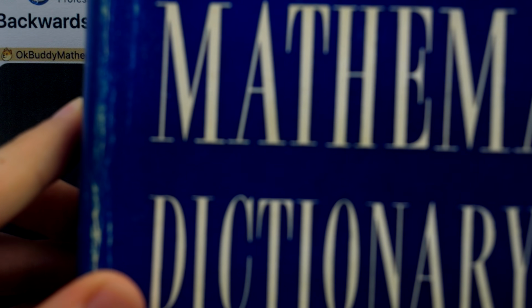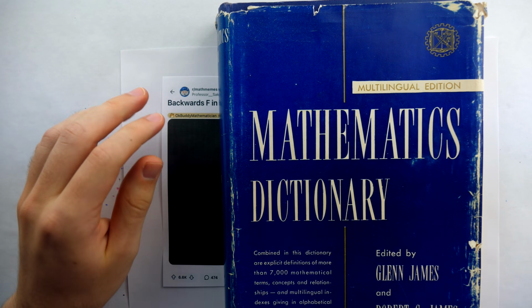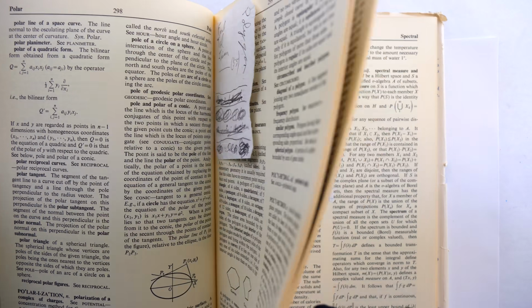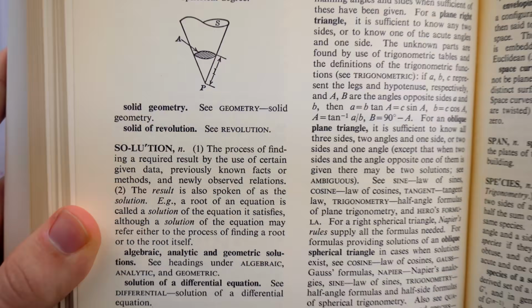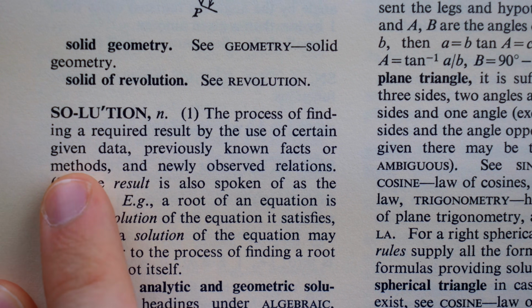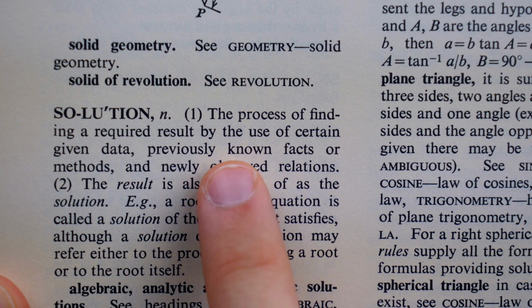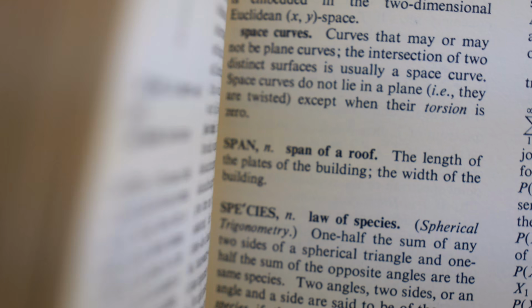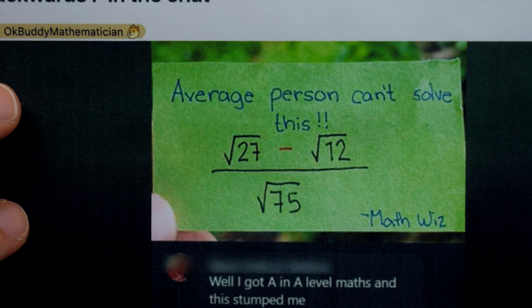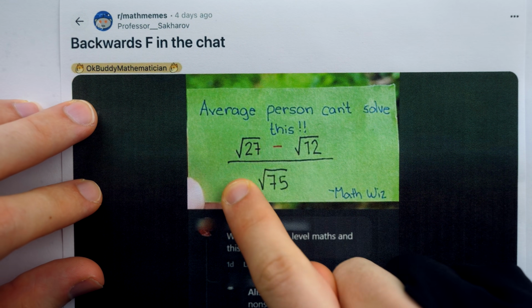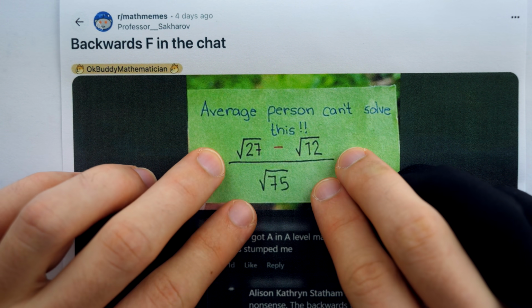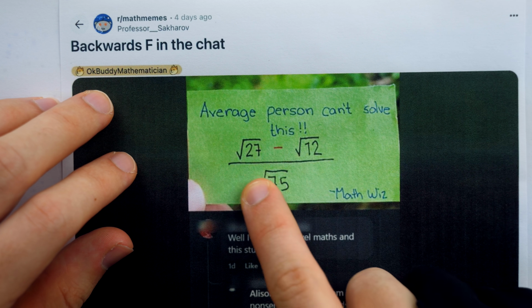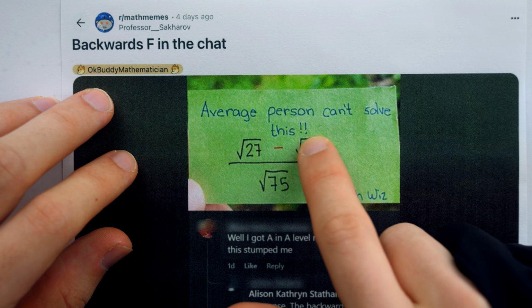If everyone could please take out your math dictionaries and flip to the page on solutions. We see that a solution is the process of finding a required result by the use of certain... You can put away your math dictionaries now, please. Okay, so yeah, we're supposed to try solving this, which means we want to simplify it, and thus write this expression with no square roots or any of that guff.